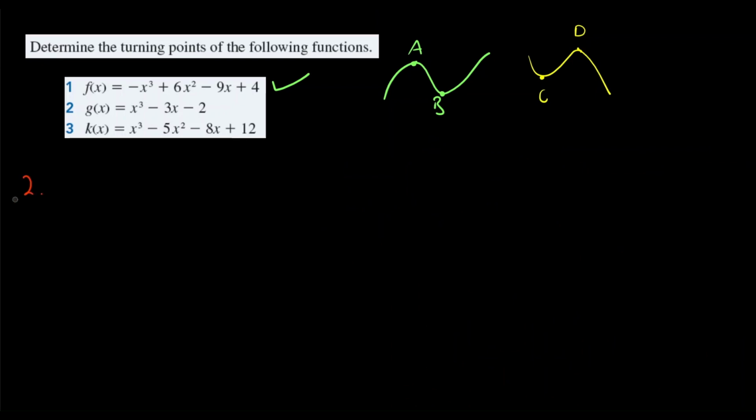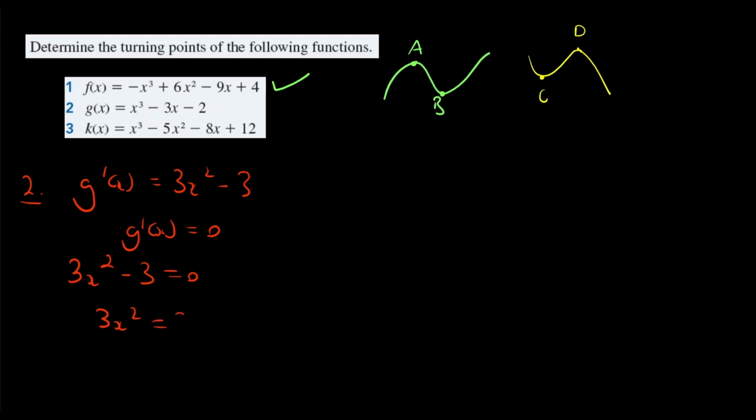In question number 2, we need to find the first derivative of g, which will be g prime of x is equal to 3x squared minus 3. Remember, we equate the first derivative to 0 and we solve for x. So it will be 3x squared minus 3 is equal to 0, which means 3x squared is equal to 3. Divide both sides by 3, and we'll get 1, and then take the square root of both sides, and you're going to get x is equal to negative 1, or x is equal to 1. So we know that our turning points so far, one has an x value of negative 1, we don't know what the y value is. The other one has an x value of 1, we don't know what the y value is.